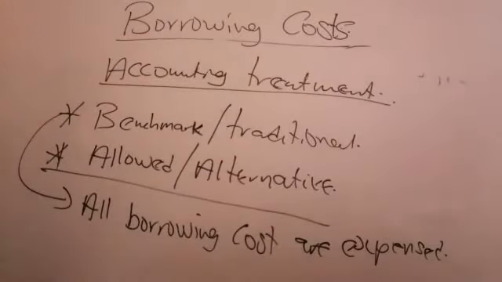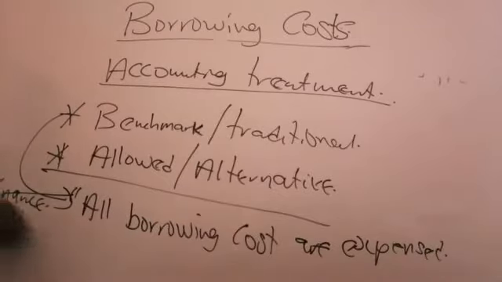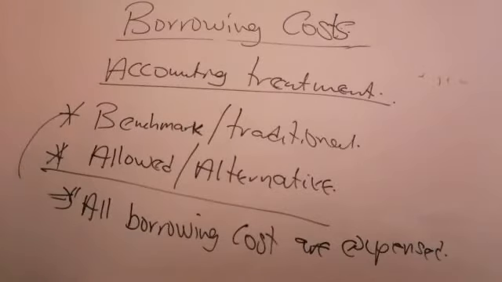And so this is the allowed treatment. So this is the benchmark treatment or the traditional treatment. That means it must be expensed, preferably in the finance cost. So that's the finance cost that we see in the financial statement, sorry, that's a short account, that is in the profit and loss. The finance cost that we see, or the interest expense, that is the borrowing cost. Good, interest expense. We are done with the benchmark or the traditional treatment. Good.